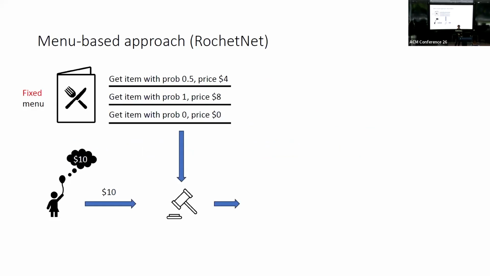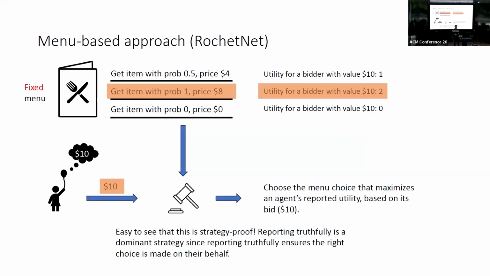A menu-based approach basically means that we have a fixed menu. I like to think of the analogy where you go into a restaurant and you get a fixed menu, and you tell the waiter, okay, this is my valuation, and the waiter chooses the item for you according to what you report. It's easy to see that this is strategy proof, because first of all, however you misreport, you are getting the same fixed menu. And you also want the right choice to be made on your behalf, so it is in your best interest to report your true value. And so this is the single bidder setting.